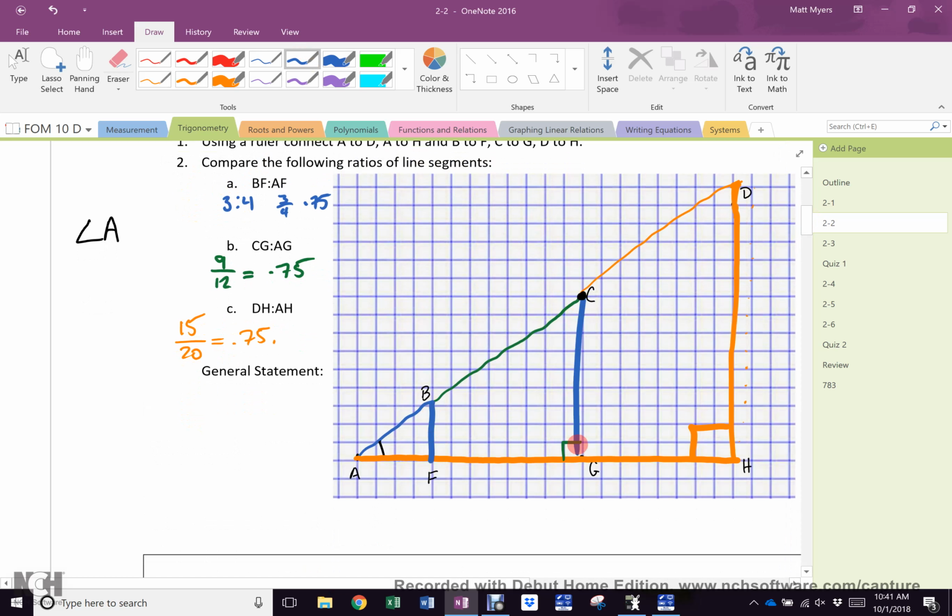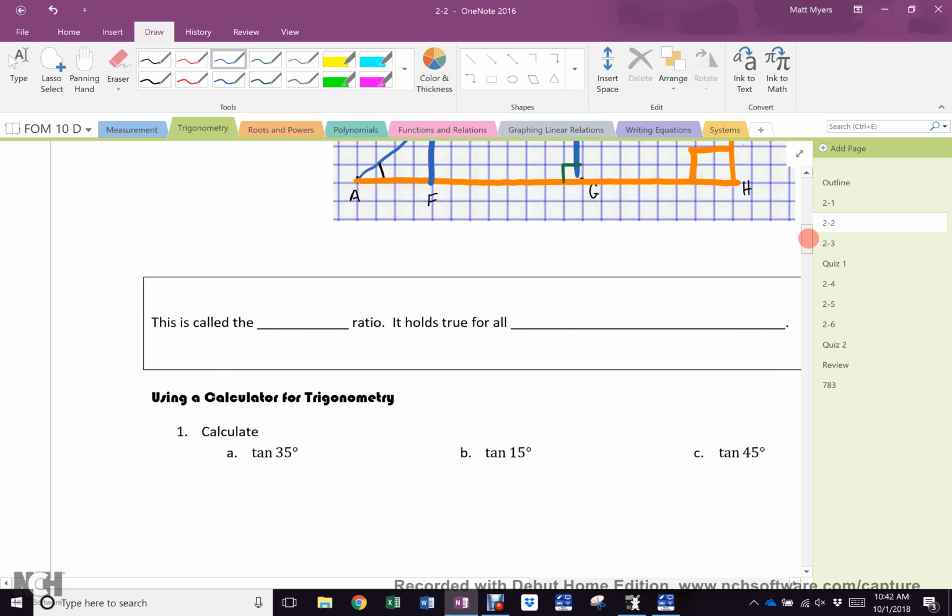They are all similar because they aren't the same. They all have different sides. But what does that tell us about the angle? The angles stay the same. And when I compare the sides, the resulting ratio stays the same, regardless of size of triangle. Does everybody understand? Yeah. All right, so the general statement is, this is called the what? The ratio, actually you can just skip it, we'll fill it in right at the bottom.